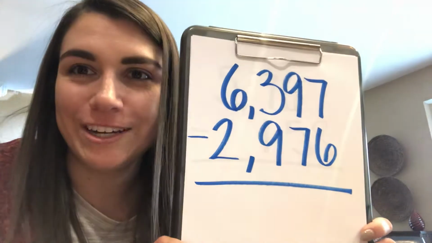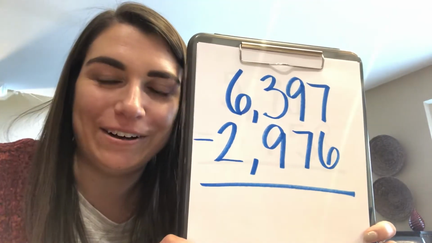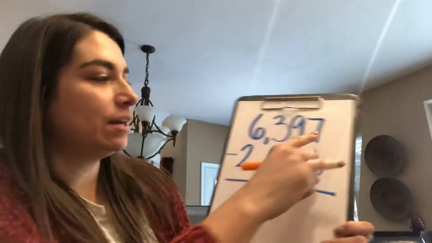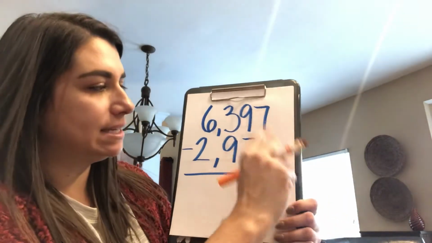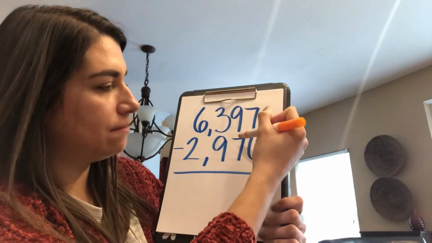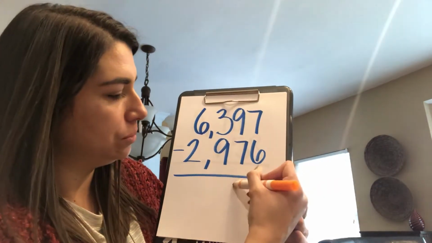Go ahead and pause your screen and solve. All right, so I can look at my first in the ones column, and 7 minus 6, I can do that. So I can get 1. 9 minus 7 is 2.